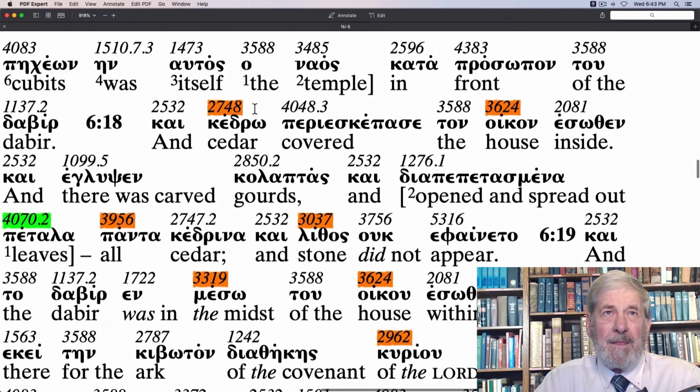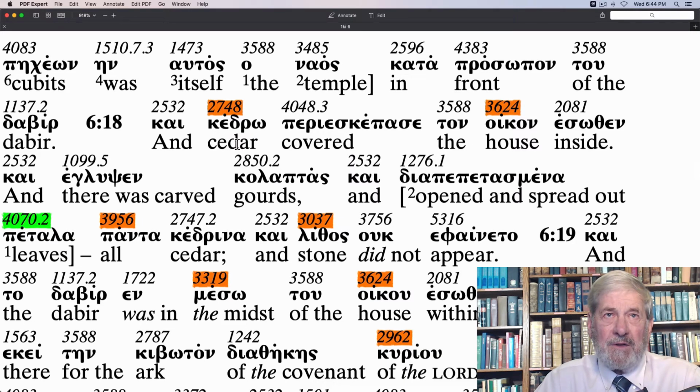The temple itself was that size in front of the Debir. So that would leave 30 feet. And cedar covered the house inside.